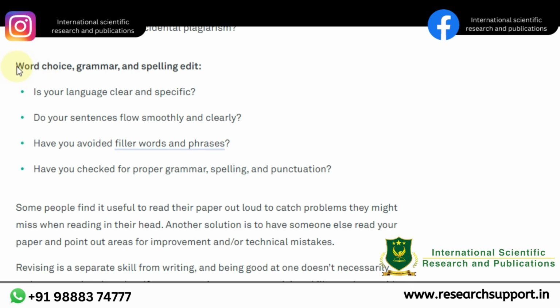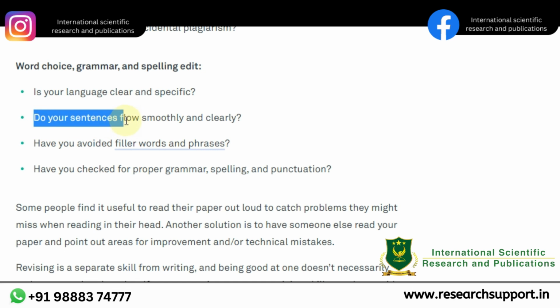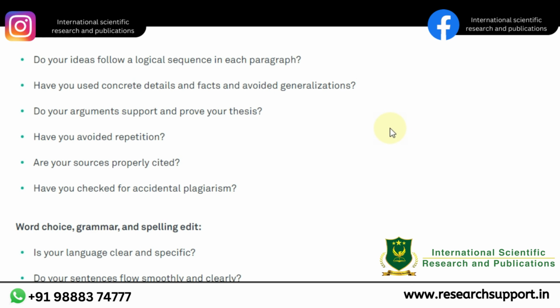And the next thing is word choice, grammar and spelling edit. This means you can find spelling mistakes and grammatical mistakes. And the first question you have to ask is, is your language clear and specific? Do your sentences flow smoothly and clearly? Have you avoided filler words and phrases? Have you checked for proper grammar, spelling and punctuation? So, these questions can be asked to yourself to find a perfect research paper.